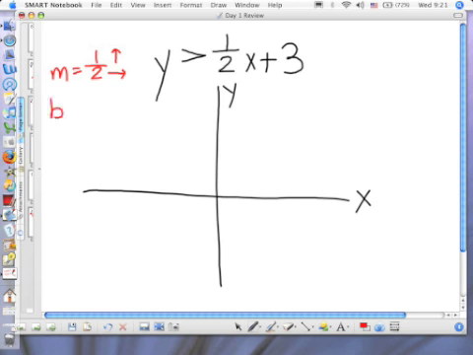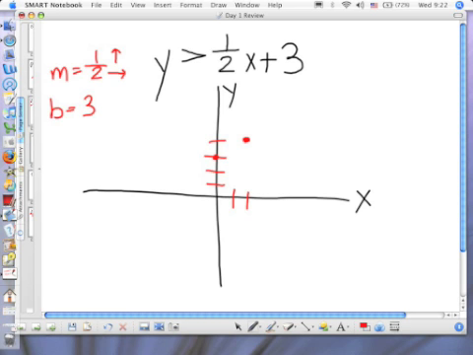3 is my y-intercept. At 3 on the y-axis, that is a point on my line. To find another point on my line, I'm going to move according to what the slope told me. From there, I'm going to move up 1 and to the right 2. And it only takes 2 points to graph a line.